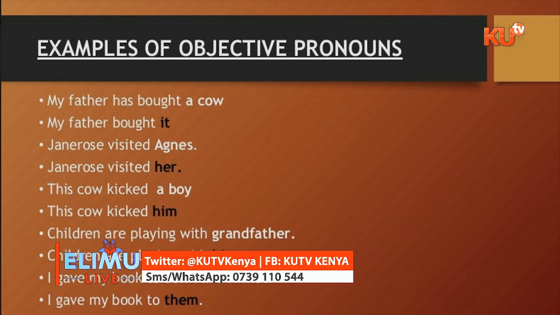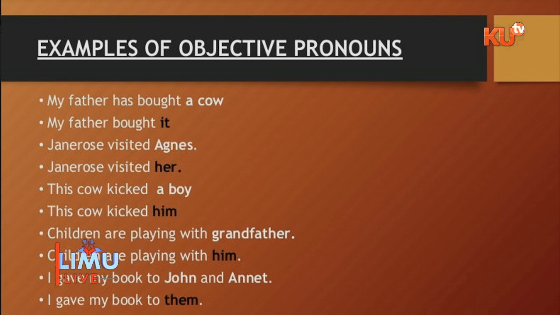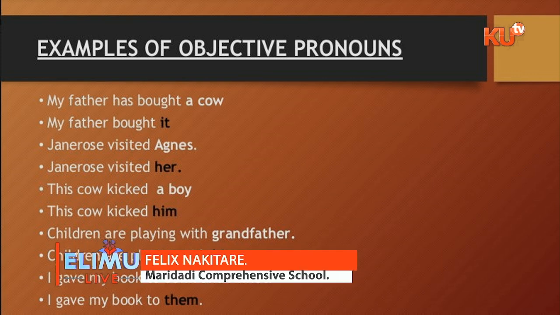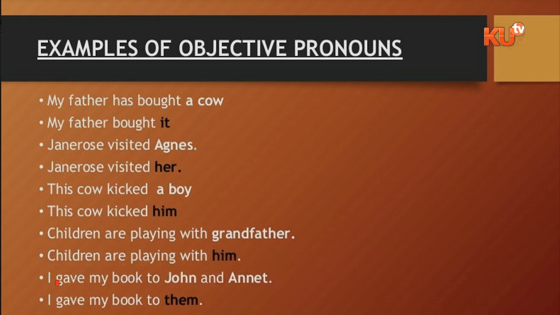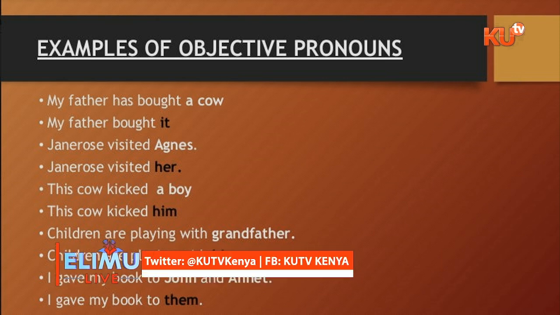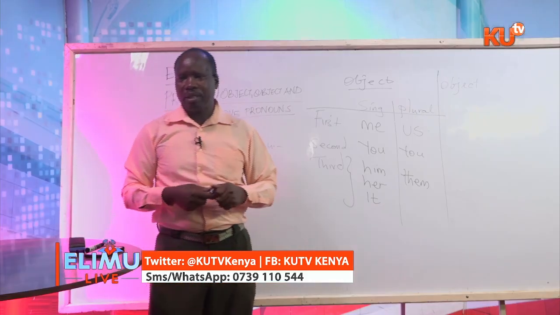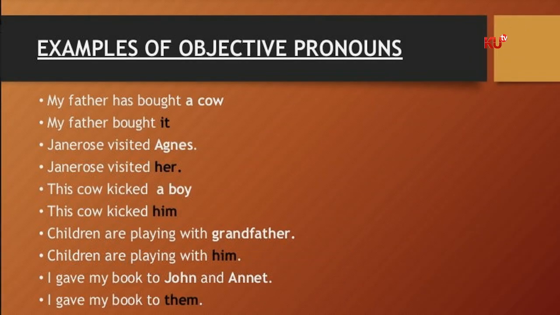Number two, Jane Ross visited Agnes. The noun in the place or position of object is Agnes, so we say Jane Ross visited her. Number three, this cow kicked a boy. We have the first noun there in the place of subject, this cow, and the second noun is a boy. So this cow kicked a boy, it changes to this cow kicked him.